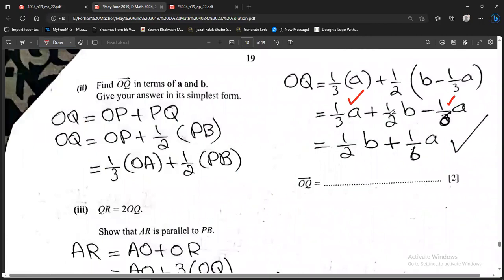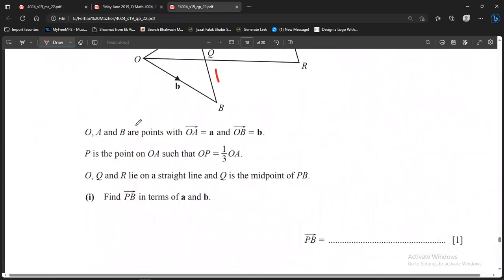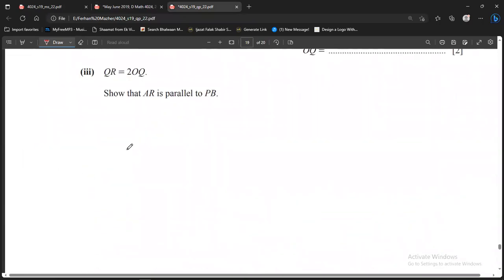You can check this in your calculator. In your calculator, write 1 by 3 minus 1 by 6. You will get 1 by 6. So A, write it yourself. Okay, hopefully you understand.